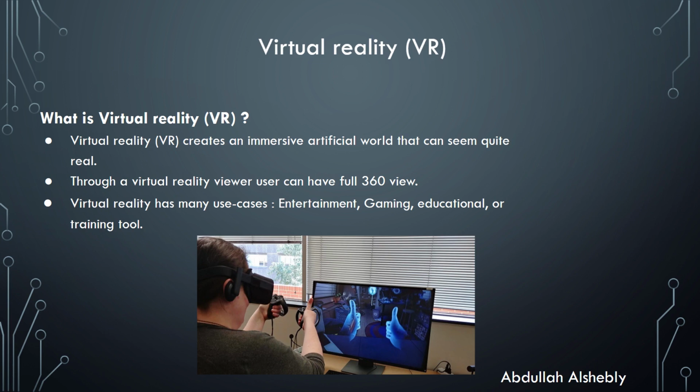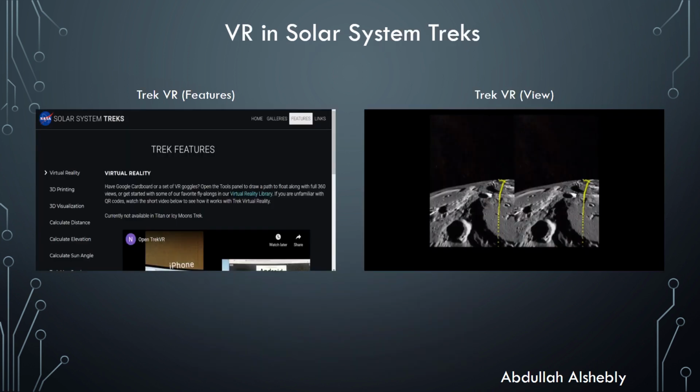Through a virtual reality viewer, users can have a full 360-degree view. Also, virtual reality has many use cases, including entertainment, gaming, educational, or as a training tool. The Solar System Trek portal already has VR features implemented in it, where the user can use it by having a Google Cardboard or a set of VR goggles. The user can open the tool panel to draw a path to float along with a full 360-degree view, as it's shown in the picture on the right.